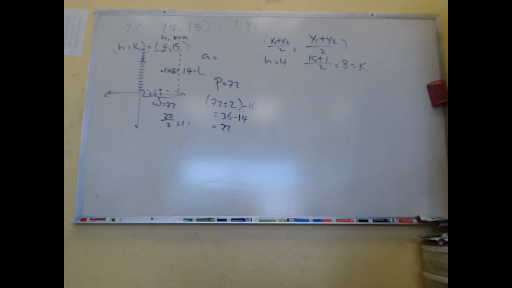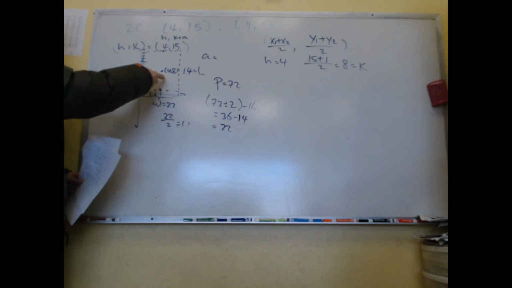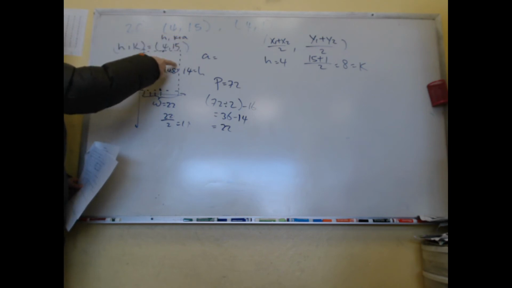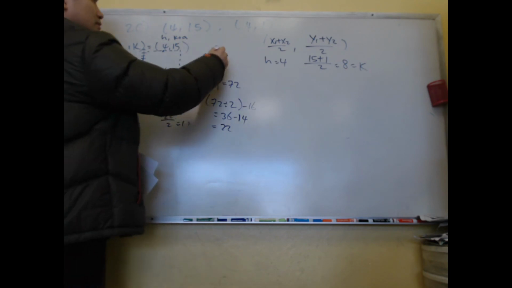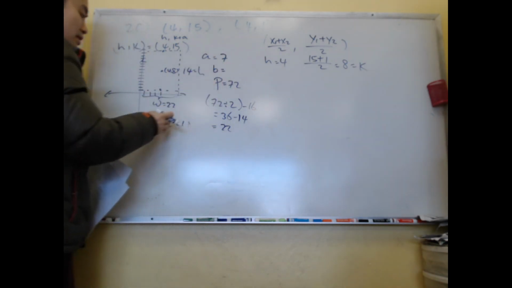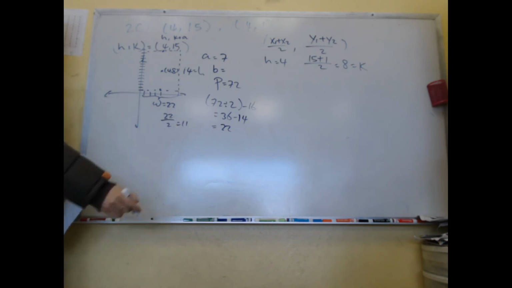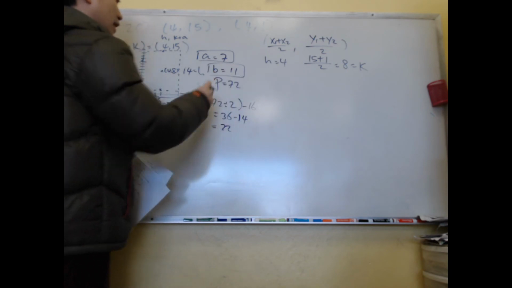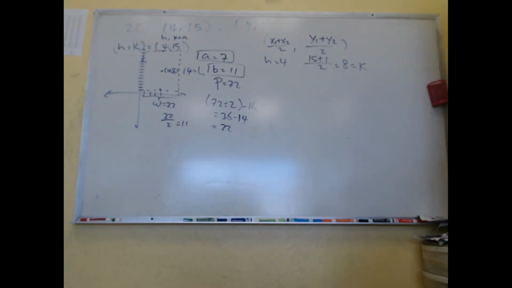So what's the value of a? Because this one is the center and this one is the vertex, what's the value of a right here? 15 minus 8, 7. And what's the value of b? What's half of 22? 11. You guys see that? By using the perimeter, we got a center, we got a value of a and b. What can we do? Write the equation of the hyperbola, right?